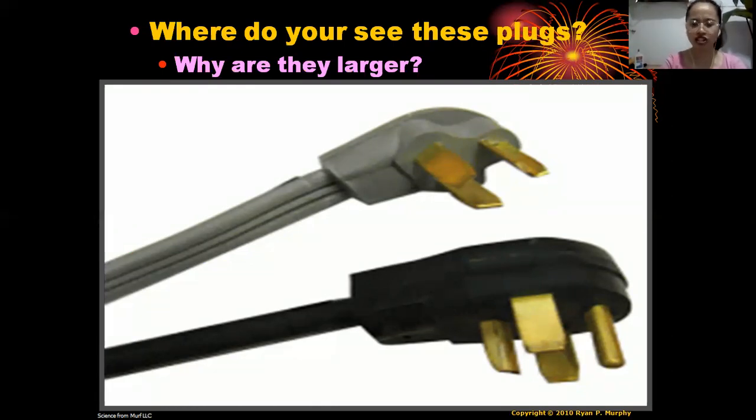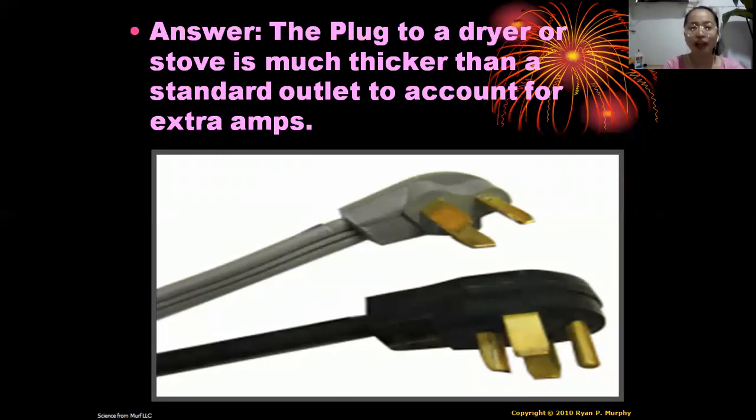Okay, so where do you see these plugs? Why are they larger? Why do you think so? Okay, the plug to a dryer or stove. So you can see this one in your stove or in your dryer. It is much thicker than a standard outlet to account for extra amps or to account for extra current.